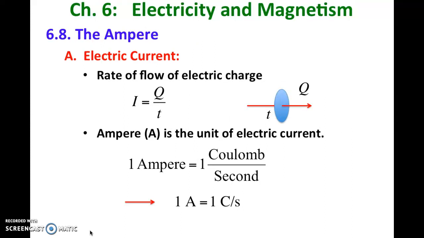To quantitatively describe the charge flow, we define electric current as the rate of charge flow, charge flow per unit time. That means for charge Q to flow through a cross-section in time t, we have the current equal to Q divided by t. From the current formula, we can see that the unit of electric current is simply derived as the coulomb per second, renamed as ampere, shortened by A. Therefore, 1 A equals 1 coulomb per second.